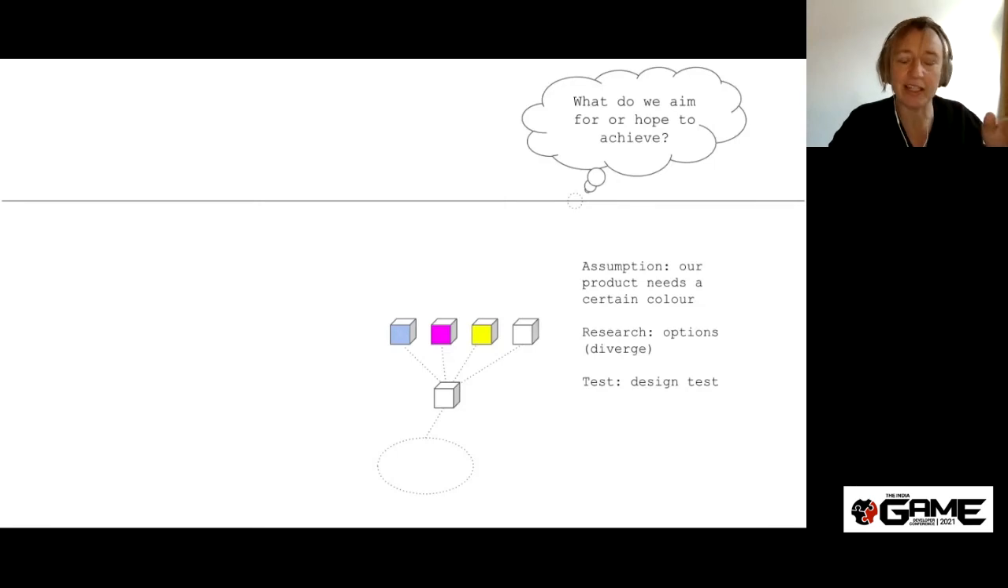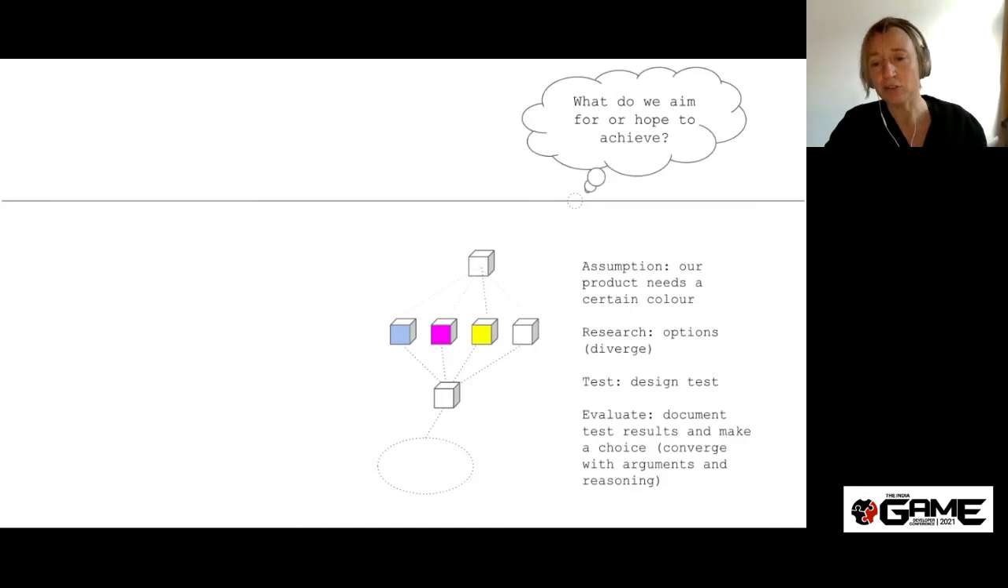Let's test. And then in the test, you also design how many colors shall we choose to test. After you did your test, you evaluate and you document your test results and make a choice. You converge with arguments and reasoning based on the test that you have done. You wanted to learn this and you found out this, so now we decide this.